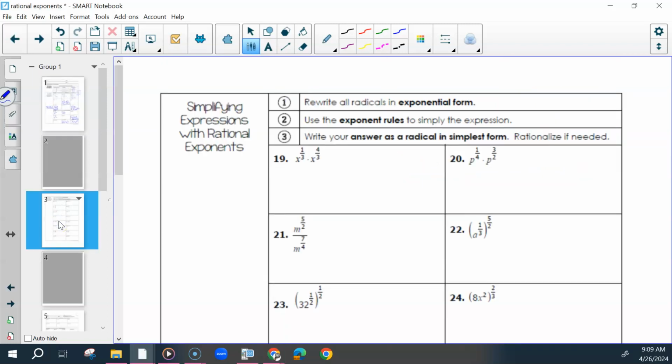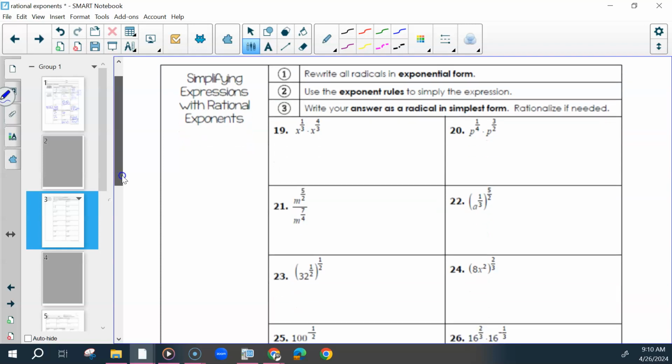Now, a lot of these are going to be given in exponential form. If it's not in exponential form, you're going to change it to that, because we know the exponent rules: the product rule, quotient rule, power to a power, zero, and negative exponent rule. We'll be using those, and then putting it back in radical form to simplify it if we can.